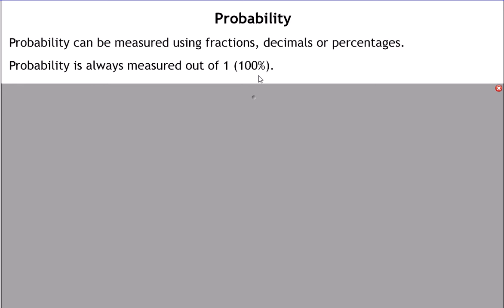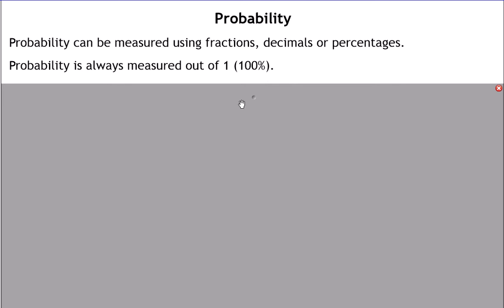So if it was a fraction, 1 would mean like 8 out of 8, or 6 out of 6, or 10 out of 10. That would mean 1. If you're working in decimals, then it just goes from 0 to 1 anyway. And if you're working in percentages, 1 is the same as 100%.